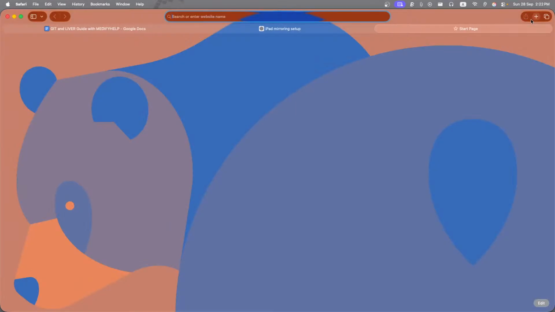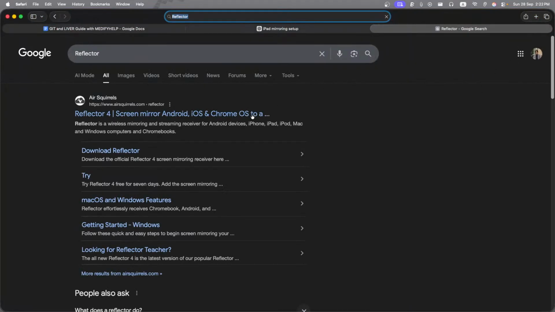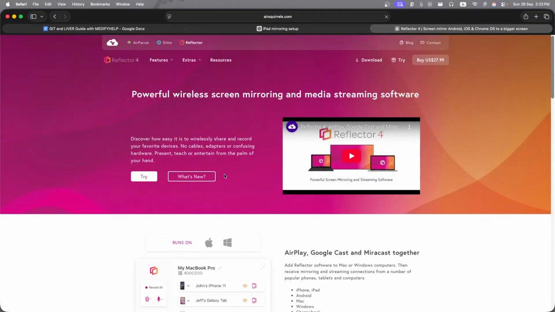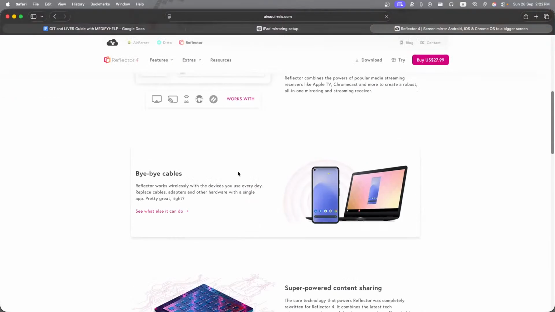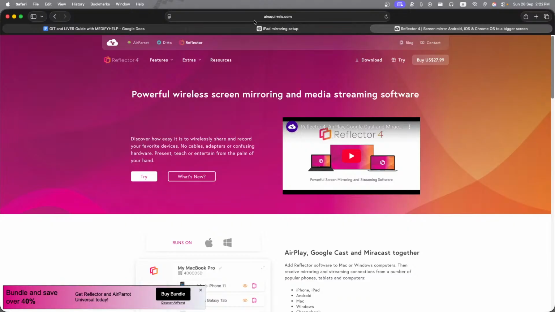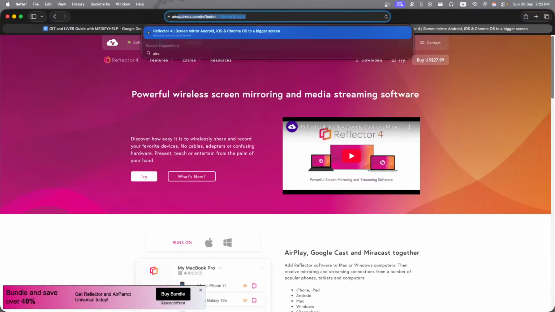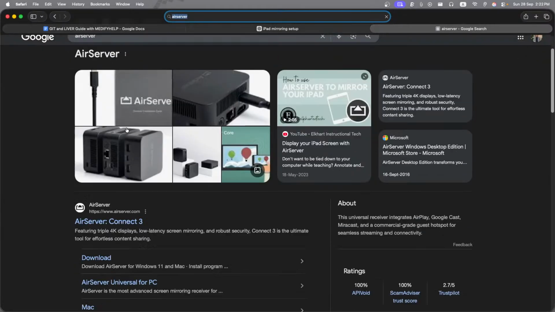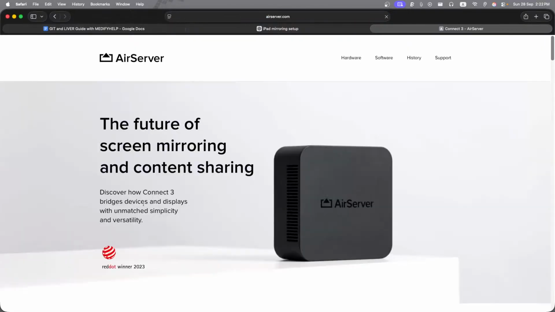So let's look it up. So Reflector, is it expensive? Is it paid? Yeah, shoot, it's paid. 27.99. Sheesh. AirServer. How much is AirServer? Please be cheap. Don't be cheap.